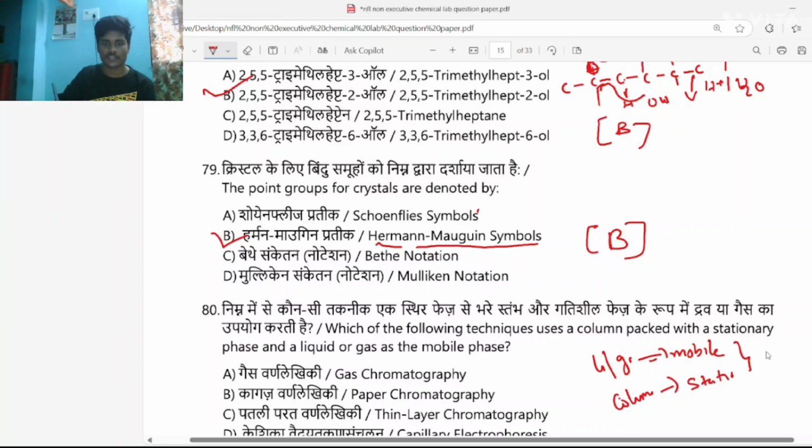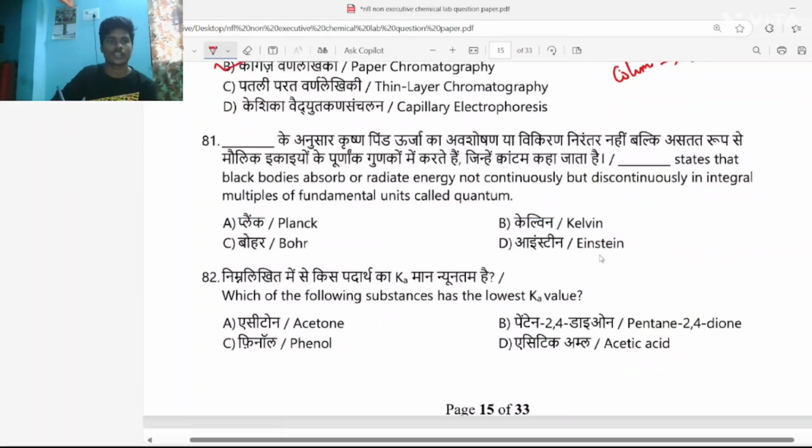Next, black bodies absorb or radiate energy not continuously but discontinuously in integral multiples of fundamental units called quantum. The statement given by Ohm, Planck, Kelvin, Bohr and Einstein. Everyone knows, I guess. Option A is the correct answer, Planck. Option A is the correct answer.